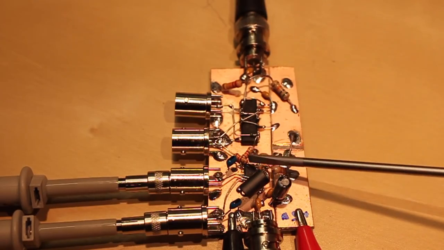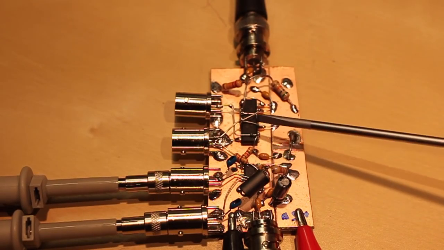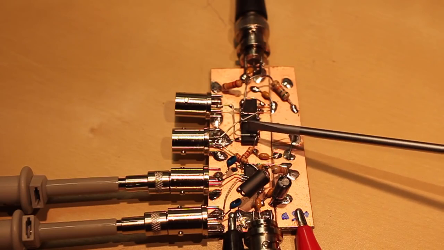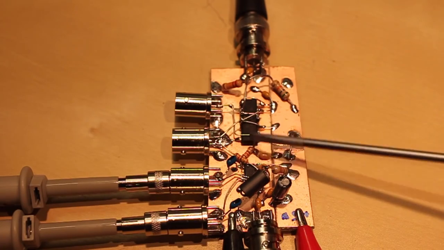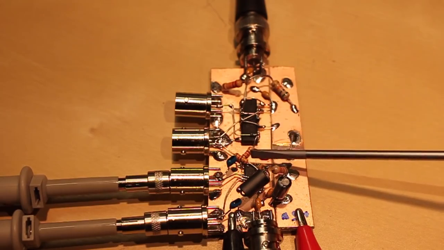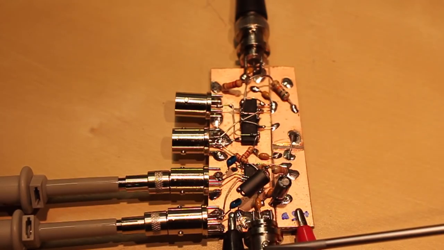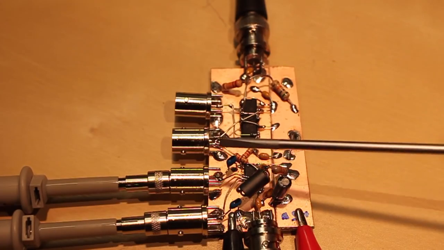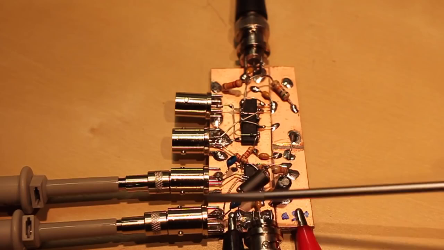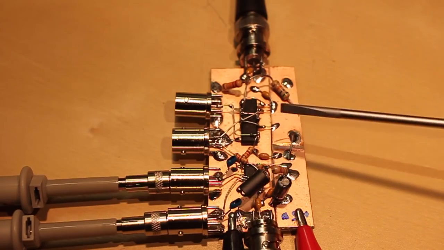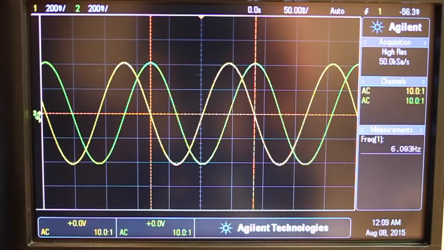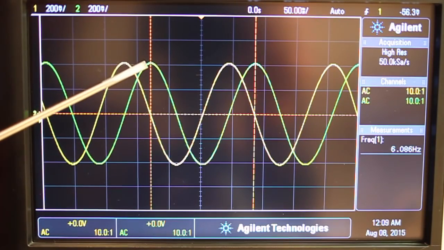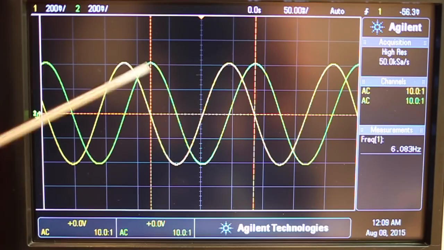I have a quadrature mixer that's being fed with a 3 megahertz local oscillator, and again I'm outputting both a sine and cosine component from that local oscillator into the quadrature mixer. And I also have a 3 megahertz RF signal being fed into the quadrature mixer. And we can take a look at the I and Q outputs from that quadrature mixer on the oscilloscope.